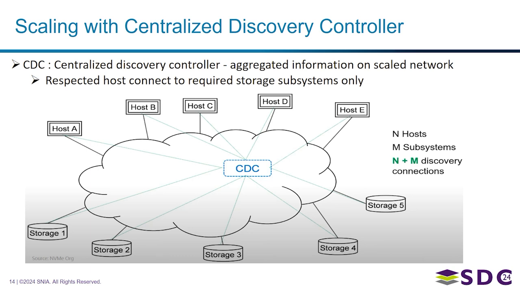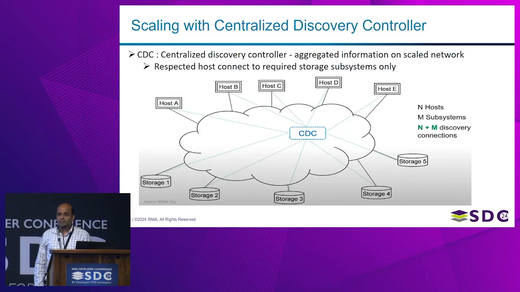So this is the diagram for the scaling of the CDC. As we talked about scaling the environment, CDC is much more useful because it has the aggregated information, and we don't have visibility of all the hosts connected to all the storage systems, with only the CDC acting as the single point of contact for all the information.